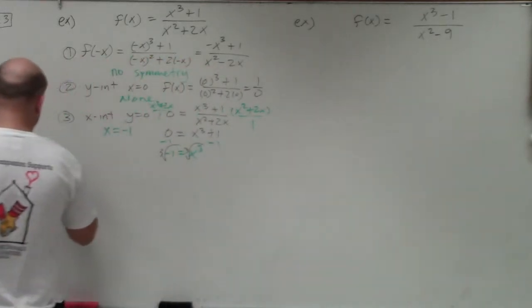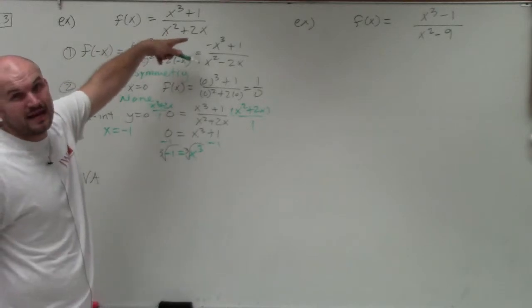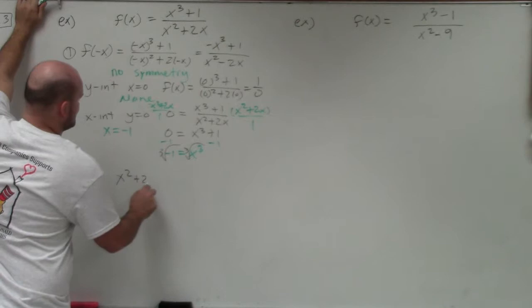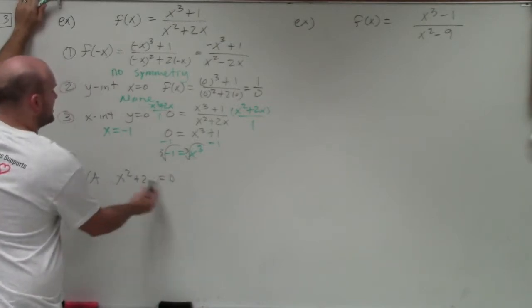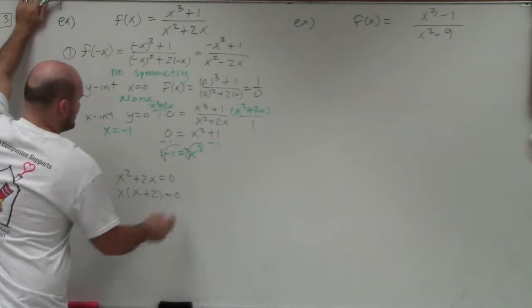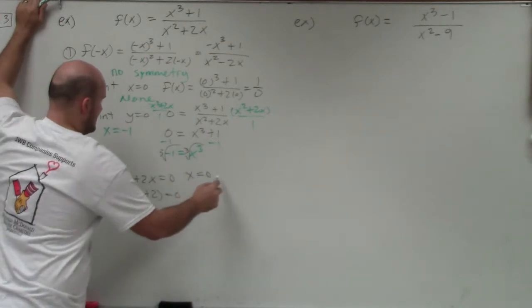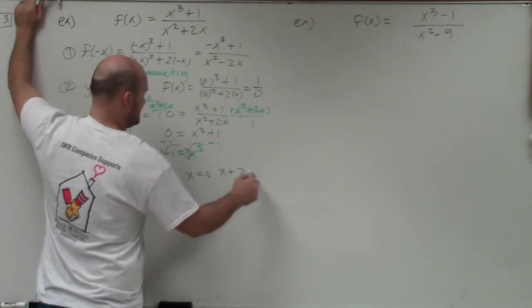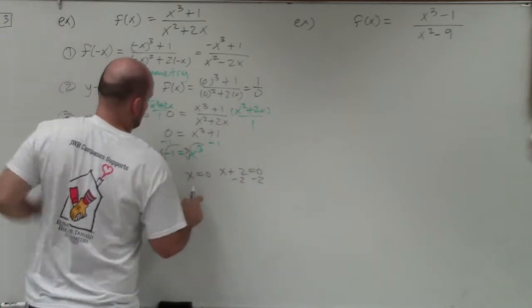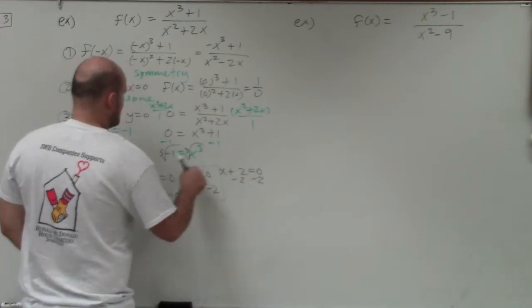Okay. So next step is to find the vertical asymptote. Vertical asymptote is when we set our denominator equal to 0. So in this case, we're going to have x squared plus 2x equal to 0. First thing I notice is I can factor out an x. When I factor out an x, I'm left with x times x plus 2 equals 0. Therefore, by using the zero product property, I can now say that x equals 0 and x plus 2 equals 0. Solve for x. I have x equals 0 and x equals negative 2. So those are going to be my two vertical asymptotes.